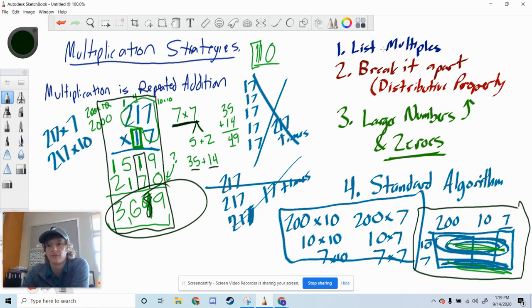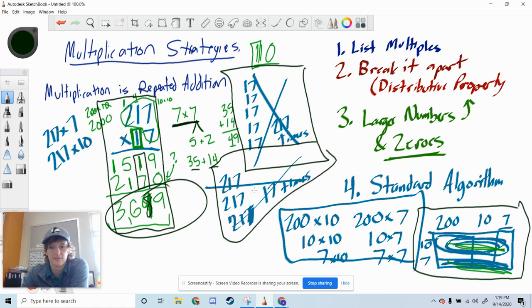Hopefully that helped. The first thing we did was listing multiples. Unfortunately, it doesn't work for problems like this or like this because we have to add that number that many times. It's repeated addition, but when we get really big numbers like this, it doesn't really work anymore. We can break it apart. We can use the distributive property, which is what we did right here. We broke this 7 times 7 into 7 times 5 and 7 times 2. We broke that 7 apart. Maybe you don't memorize your 7s, but I bet you memorize your 5s, and I bet you memorize your 2s. And now all you have to do is add those two things together.